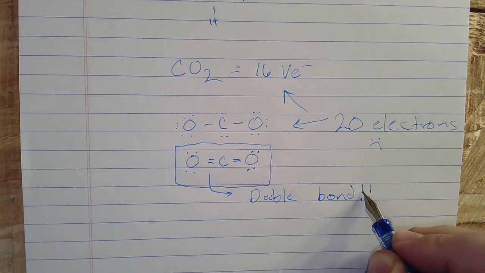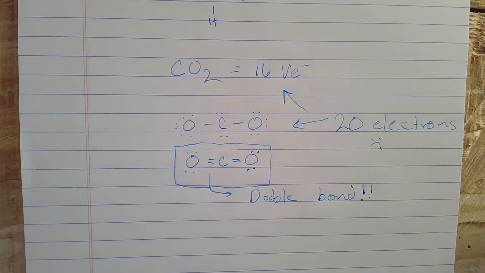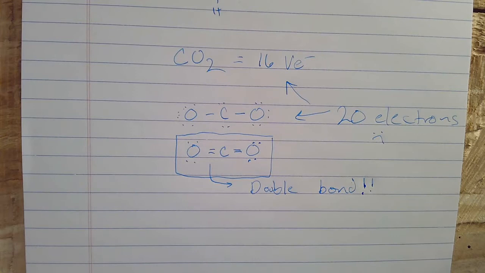Everybody loves double bonds. Now, double bonds means that what we're doing here is we're sharing more than just 2 electrons, we're sharing 4 electrons between the 2 atoms. So, a single bond involves 2 electrons. Double bonds are 4, and you just guessed it, triple bonds have 6. Let's look at a triple bond, shall we?